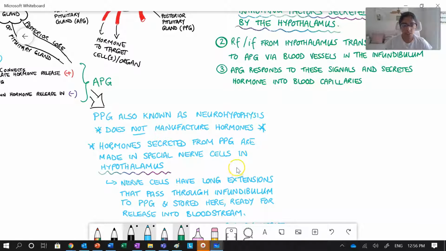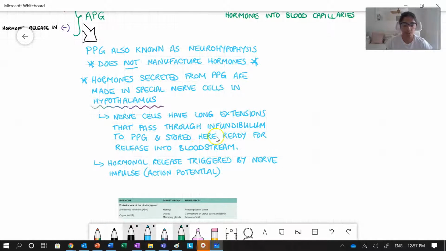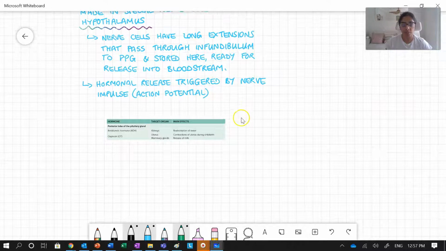Hormones that are secreted from the PPG are made in the hypothalamus. So there are nerve cell bodies in the hypothalamus which make two specific hormones, and these hormones are then sent down long axon fibers. You can see that in this cartoon here, and they are stored in the axon endings in the posterior pituitary gland. When there is a signal to release these hormones, they are triggered by a nerve impulse, also known as an action potential, and these will be released into the bloodstream.